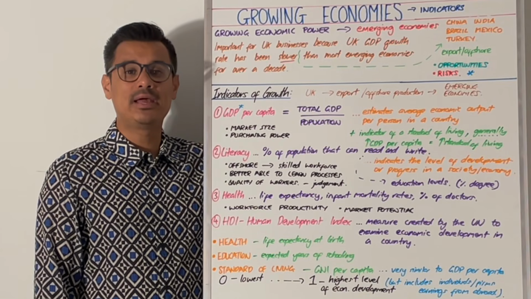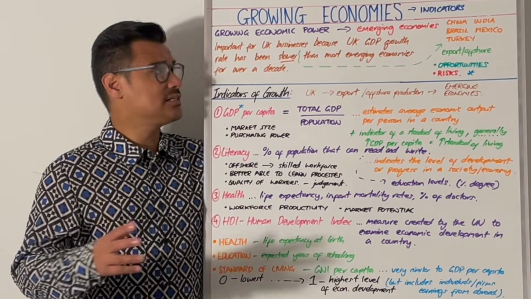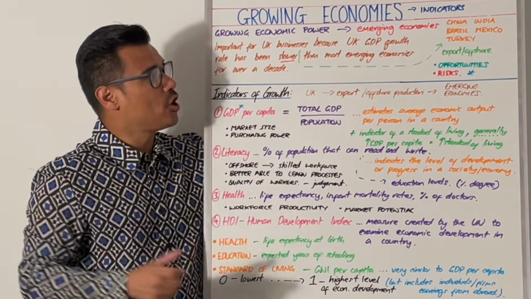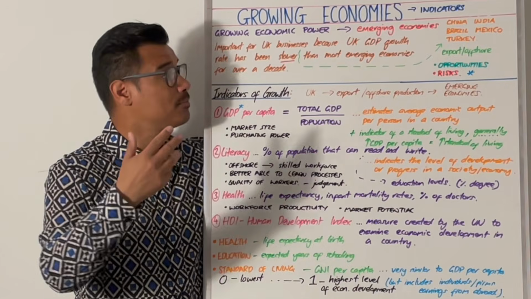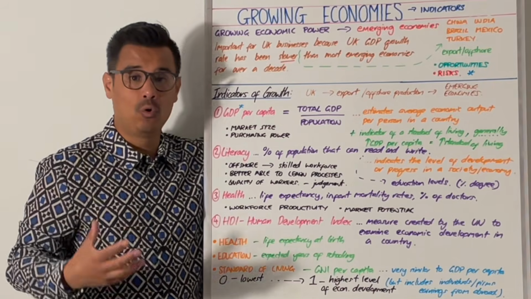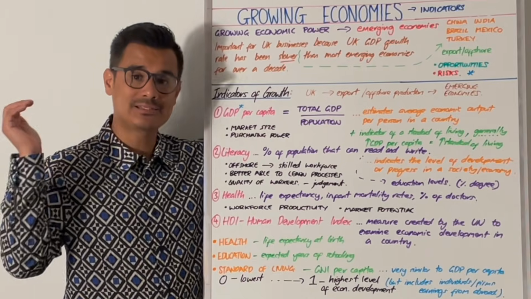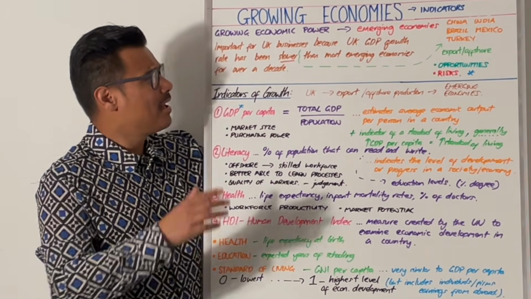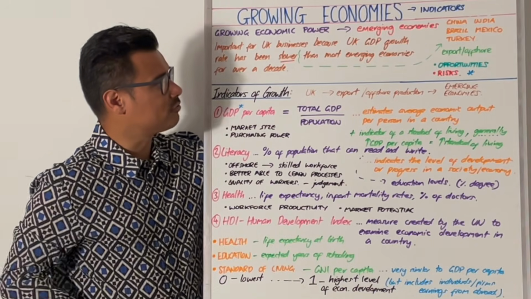Massive session on growing economies, and we're also thinking within this about indicators of growth. So firstly, growing economies, so the growing economic power of those emerging economies such as China, India, Brazil, Mexico and Turkey, well, they are important for UK businesses because UK GDP growth rates have been slowing over time and they are much slower than those emerging economies, and they have been for well over a decade.